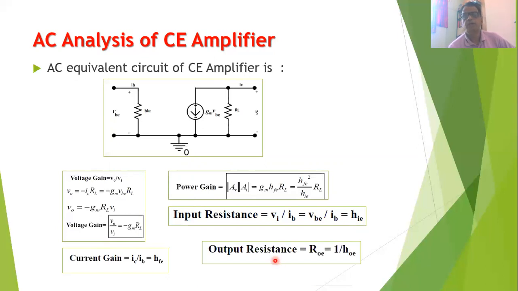Similarly, we can obtain the expression for the output resistance. Output resistance is the resistance present between the output terminals. You will find that for any transistor equivalent circuit, the output resistance is 1 upon hoe. If hoe is very small, then its reciprocal will be very high. Therefore, we can say that the output resistance of the CE amplifier depends upon the value of hoe.